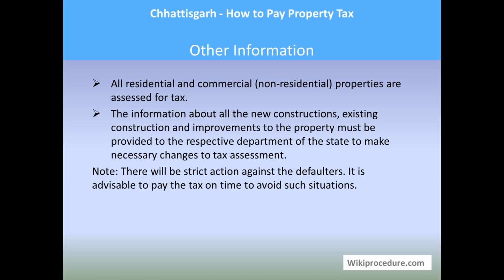Other information: all residential and commercial properties are assessed for tax. The information about all new construction, existing construction and improvements to the property must be provided to the respective department. That is, if you own a building of size 1000 square feet and you have extended or added 200 square feet more, then the same has to be informed to the assessing department so that it will be included in the future assessment forms. There will be strict action against defaulters. It is advisable to pay the tax on time to avoid such situations.